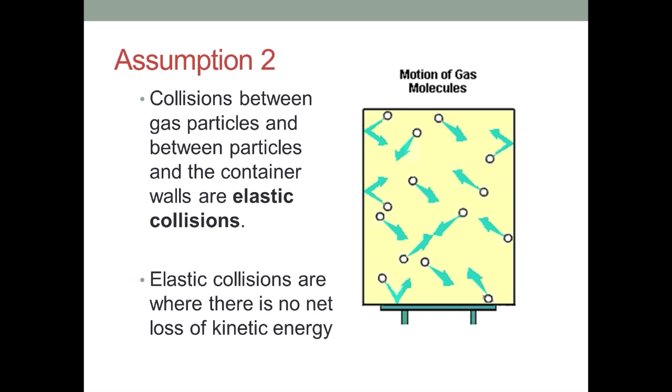Assumption 2. The collisions between the gas particles and between particles and the container walls are elastic. So this means that you want to think of them like pool balls. The elastic collisions, each gas molecule, when it strikes another gas molecule, is going to bounce off and then keep going. It's going to maintain its kinetic energy. So just like playing pool, you can make a bank shot off of the bumper on the side, and it's going to come off with the same speed that you shot it in.